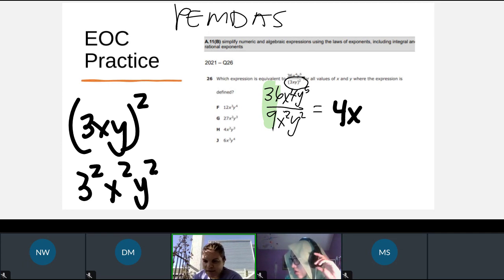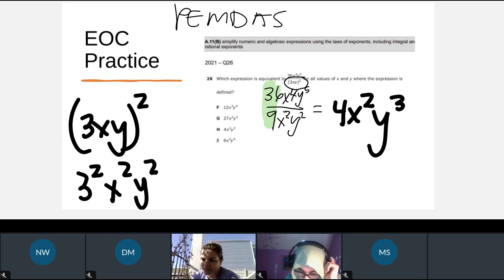All right, now I take my base of x. So I do 4 minus 2, which is 2. For y, I do 5 minus 2, which is 3. Okay, so sometimes you have to do the power rule, like you'll do the product rule first, then division, then multiplication.